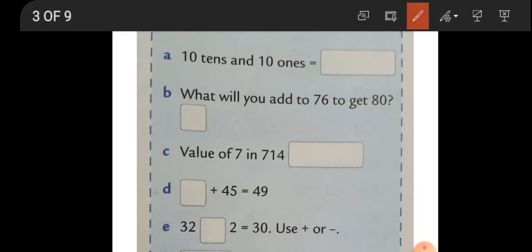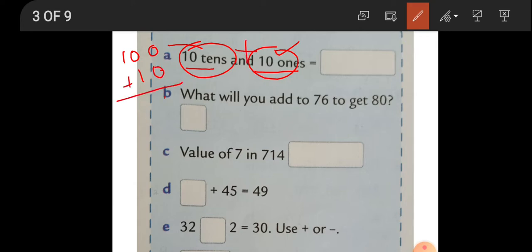What does it say? A. 10 tens and 10 ones. First you have to understand the meaning of this. What is 10 tens? 10 tens are 100. Multiply, say the table of 10: 10 tens are 100. 10 ones are 10. So what we have to do? And means plus. And says plus. 0 plus 0, 0. 0 plus 1, 1, and 1 as it is. So it gives you 110. Right, children?